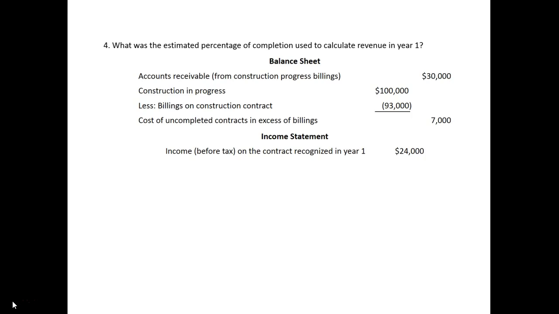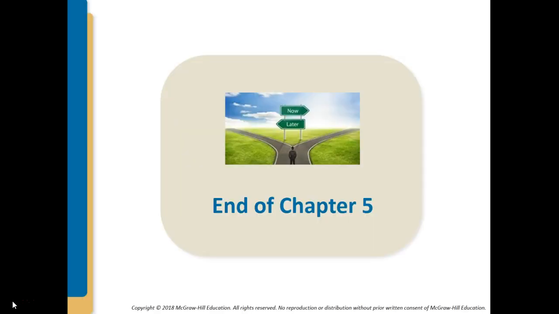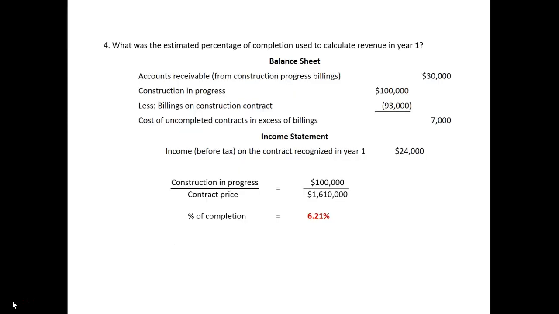What's the estimated percent of completion used to calculate revenue in year 1? Construction in progress of 100 divided by our contract price gives us what was completed, 6.21%.